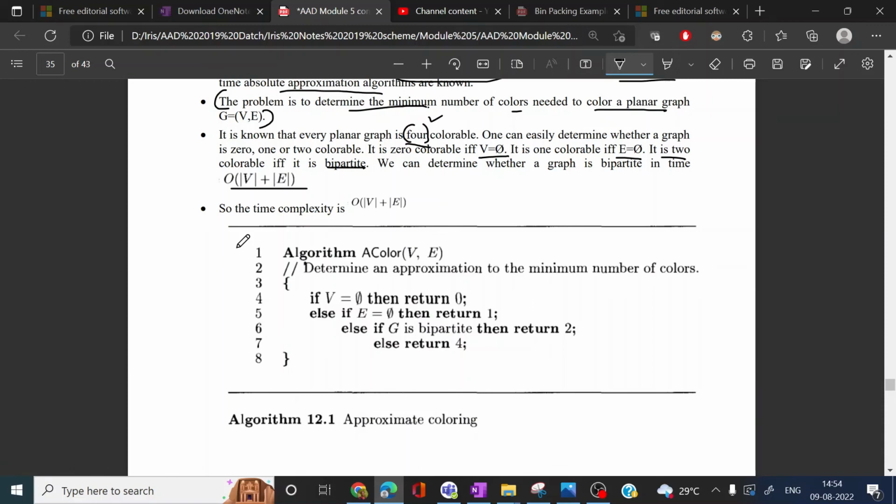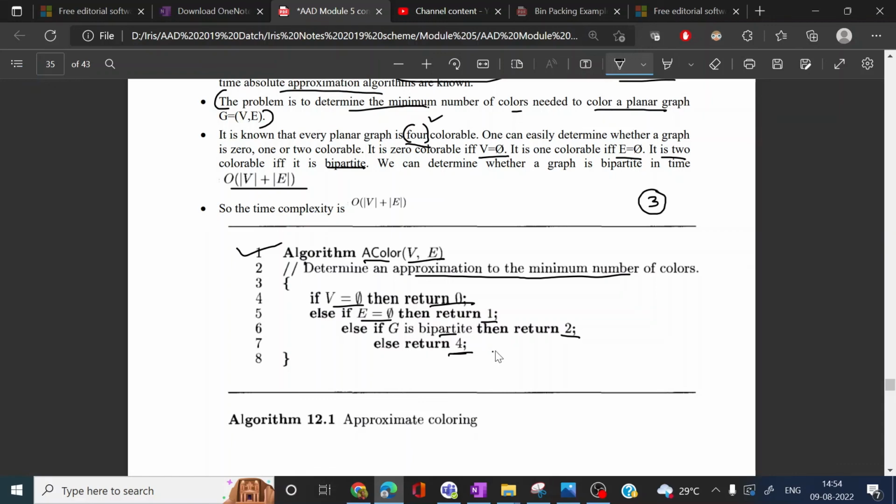no edges means it will return 1, which means it is 1 colorable. If G is bipartite, it returns 2. Else return 4. In all the other cases it will return 4. So the only condition is whether it is 3 colorable or not. You cannot tell whether it is 3 colorable or not.